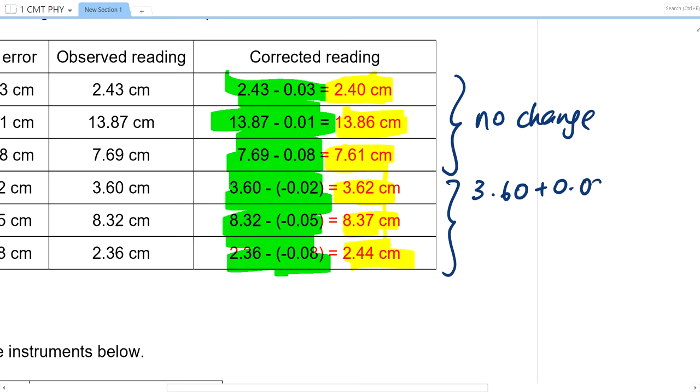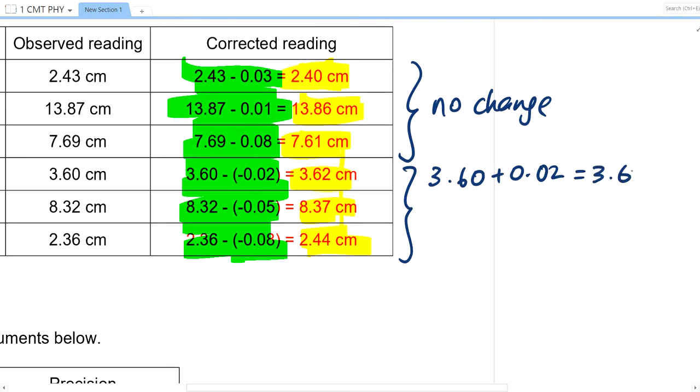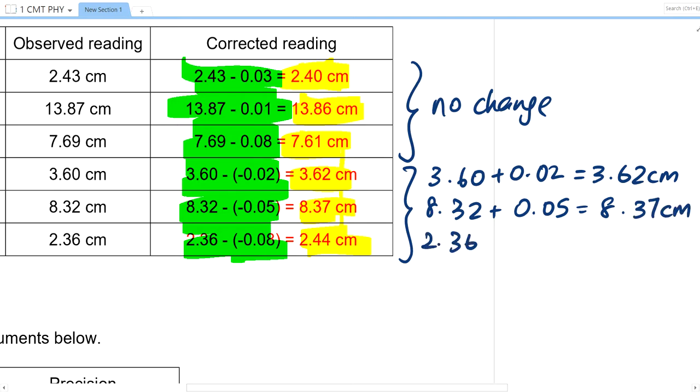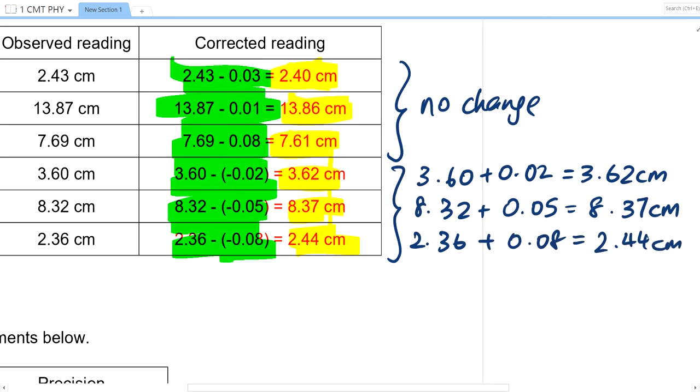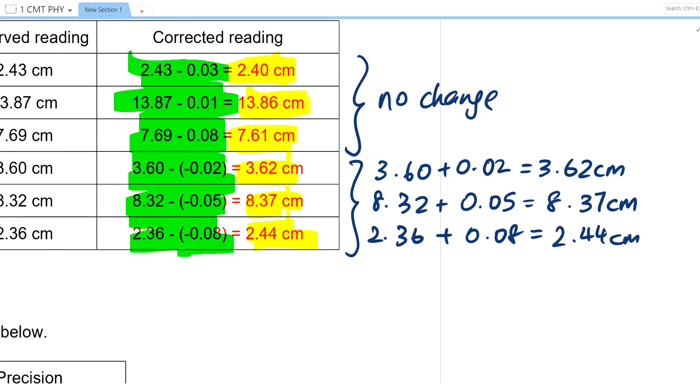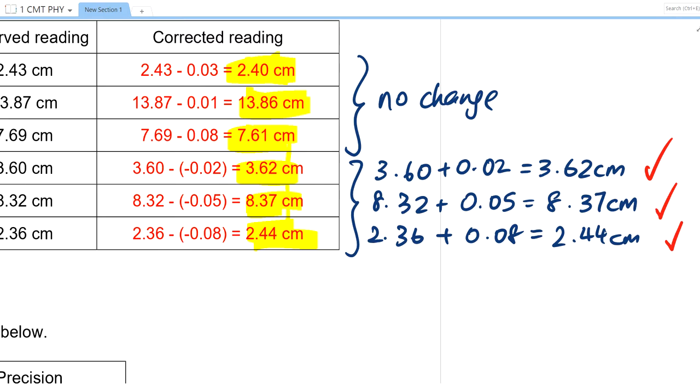3.60 plus 0.02 to get 3.62 cm. You may do this. 8.32 plus 0.05 to get 8.37 cm. And 2.36 plus 0.08 to get 2.44 cm. Okay, all these are correct. Yes, all that we are doing is mathematics. They are all correct. Up to you, what do you want to use? I choose to do what is in green over here. I always minus.